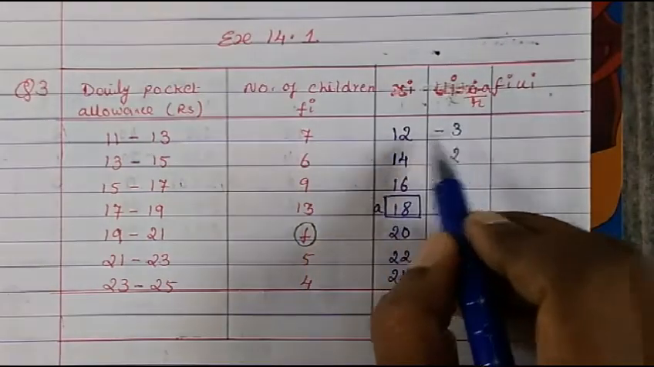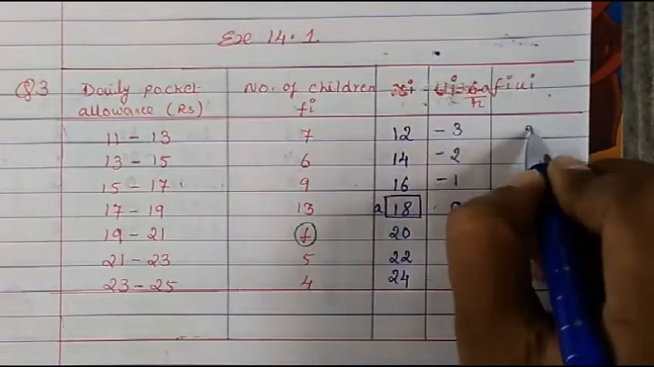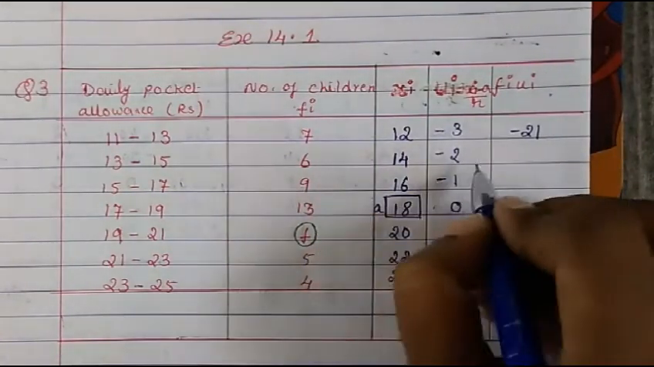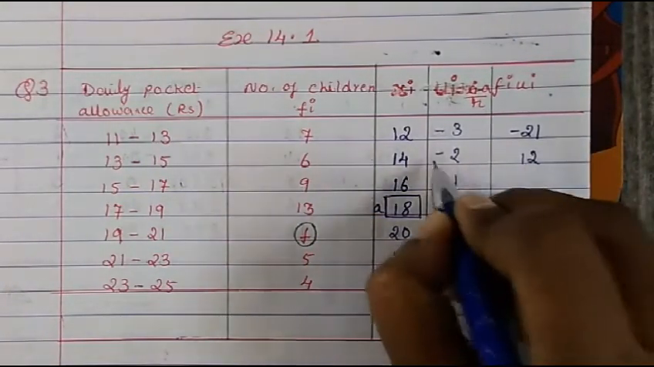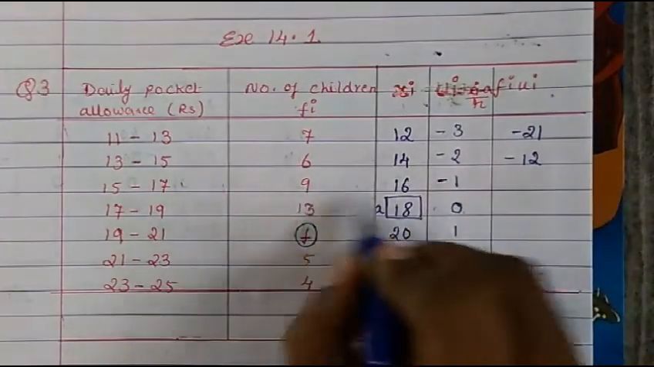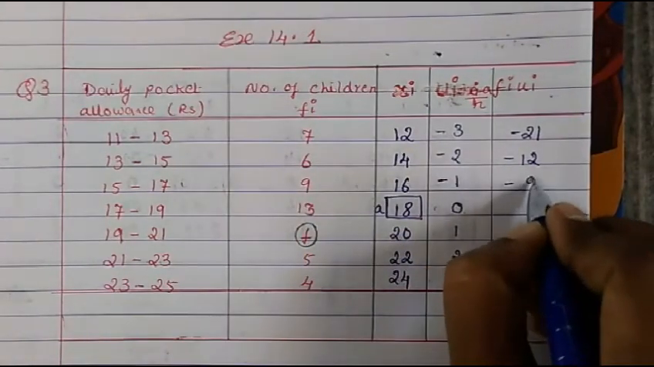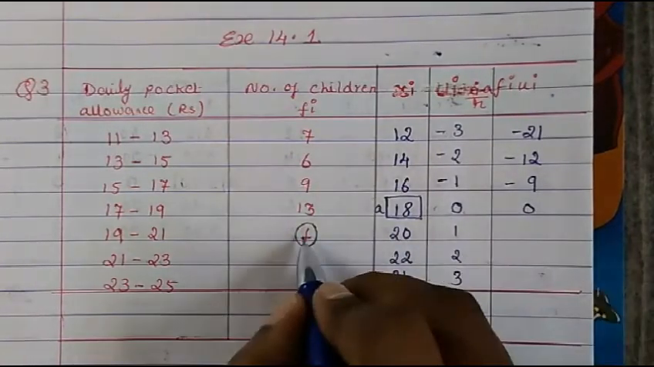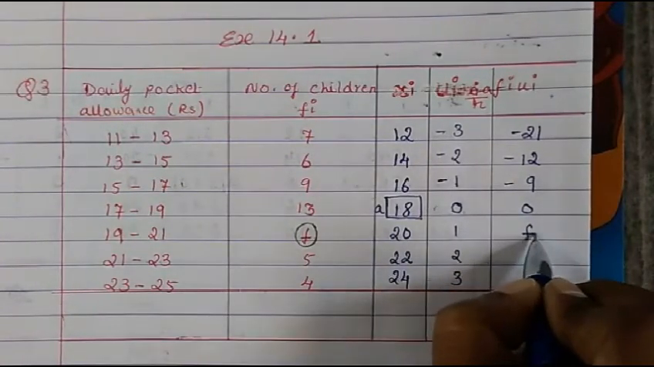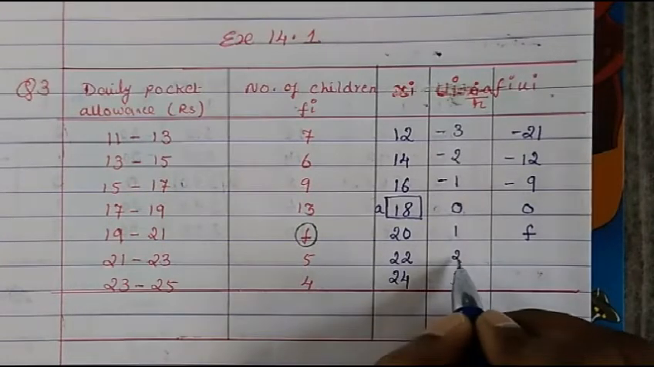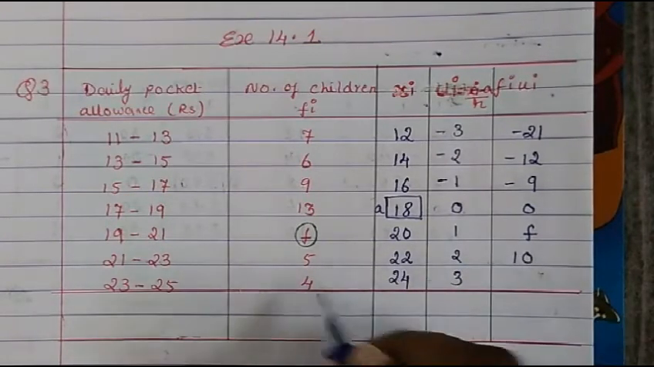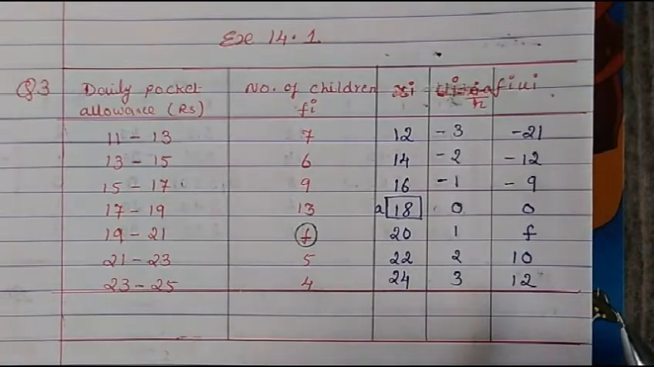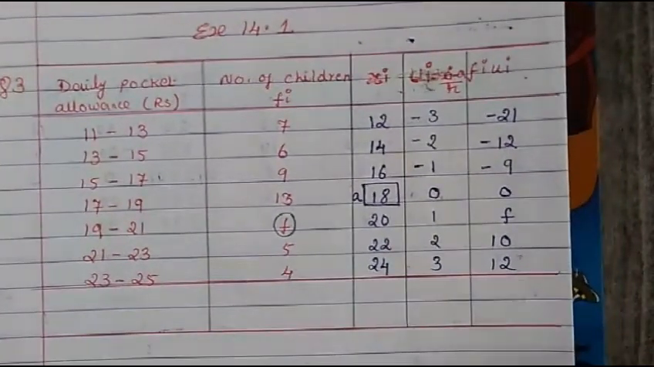So now fi and ui. Fi is 7, ui is 3. So 21. Minus is there, so minus. 12 minus is here, minus, so minus 9. Here 13 into 0, 0. F into 1, F. 5 into 2, 10. 4 3s are 12. Okay. So now calculate this.